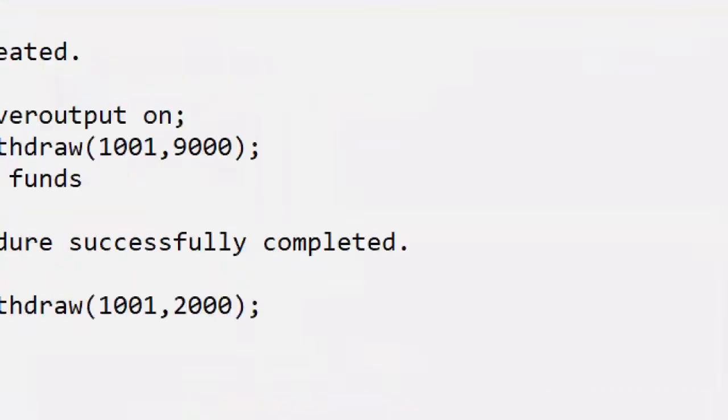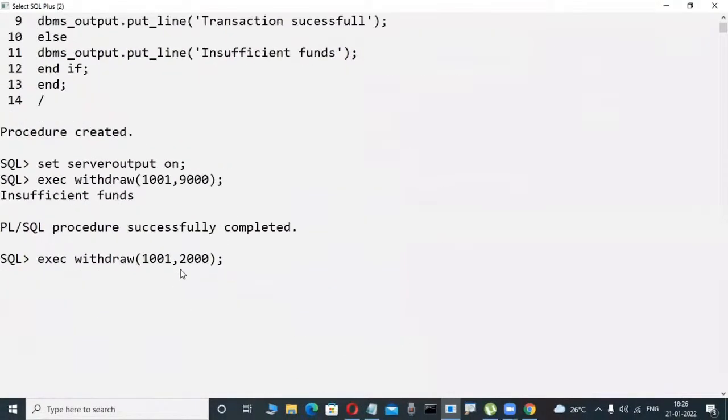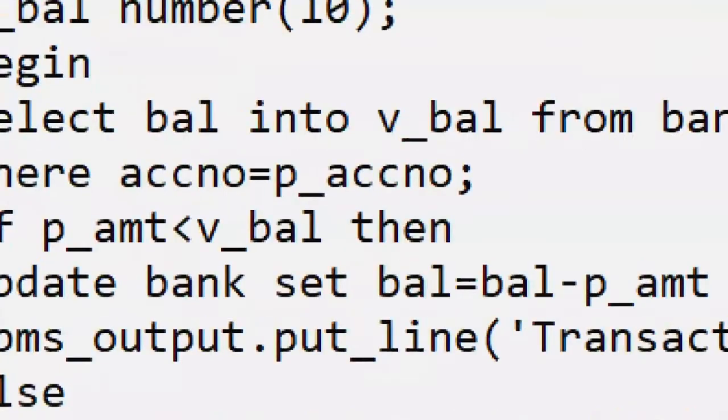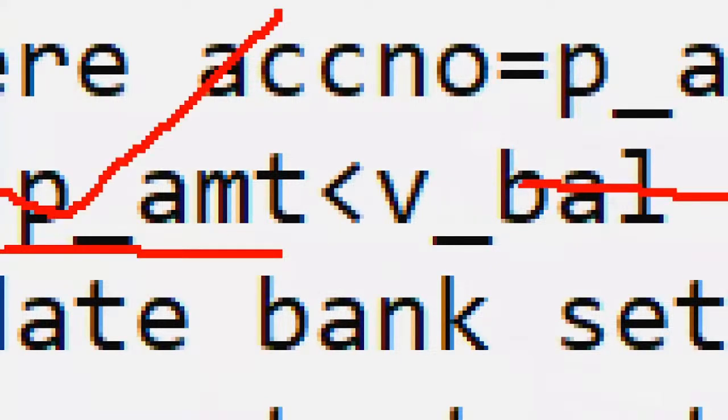Why? Because here my balance is 3,000, but if I try to withdraw 2,000, only that is possible. So whenever the passed amount, that is 2,000, is less than the available balance, in this case 3,000. Here this 2,000 is less than 3,000.